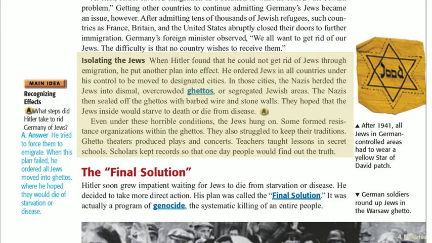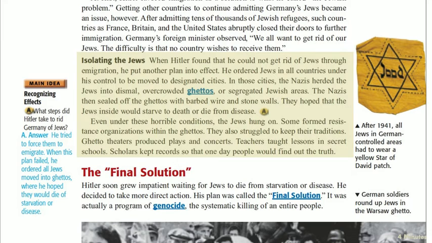So then the next stage becomes isolating the Jews. When Hitler found that he could not get rid of the Jews through emigration, he put another plan into effect. He ordered Jews in all countries under his control to be moved to designated cities. In those cities, the Nazis herded the Jews into dismal, overcrowded ghettos or segregated Jewish neighborhoods. The Nazis then sealed off the ghettos with barbed wire and stone walls. They hoped that the Jews inside would starve to death or die from disease.